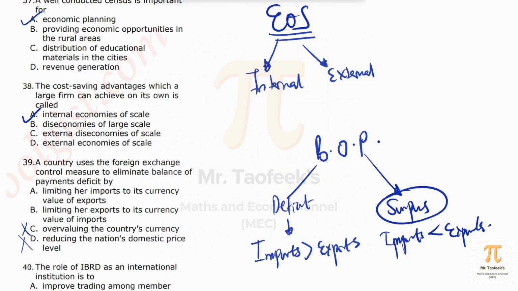B, limiting our export to its currency value of import. You don't even want to limit your export in the first place, because limiting your export doesn't help you control your deficit. So that's not the answer, and definitely the answer would be A: limiting our import to its currency value of export. So we're placing a quota on our importation, limiting it to the total value of export. If I'm exporting 50 billion, then I only want to import 50 billion, having a balanced balance of payments instead of a deficit. So the answer is A.